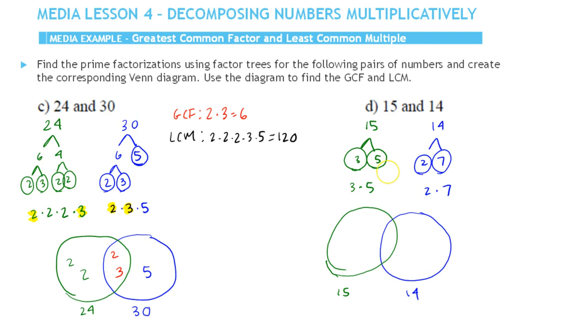So notice the first thing we want to do is write any common factors that are in the intersection. Well, if I start with 15, 15 has a factor of 3, 14 doesn't. It has a factor of 5, 14 doesn't. So they don't have any common factors. So this intersection, we would say it's empty. There's nothing there. So the 3 and the 5, the factors of 15, would be in the green circle but not in the blue. And now the 2 and the 7 would be in the blue circle but not in the green. So there's nothing in here.